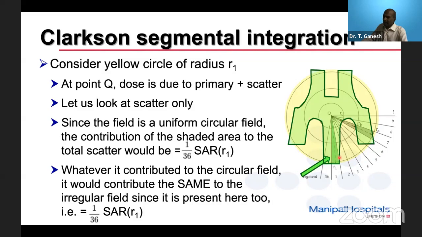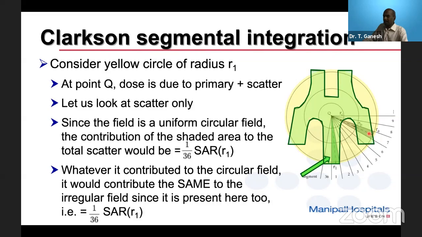Agreed? And now this shaded area is also in this irregular field. So how much it would have contributed in the circular field? Same amount of scatter it is going to contribute at Q for the irregular field also. So just find out 1/36 of scatter air ratio for R1. Similarly, you do for R2, R3, R4, R5, like that. But when you come to R7, there is a problem.